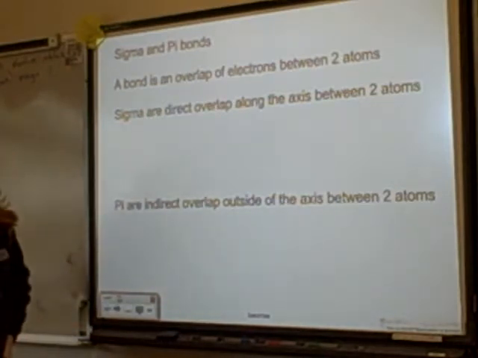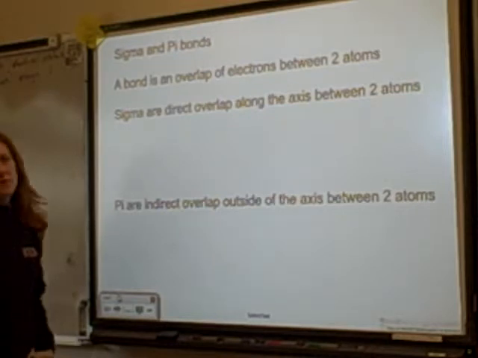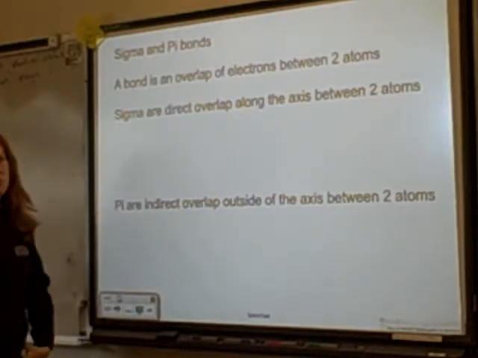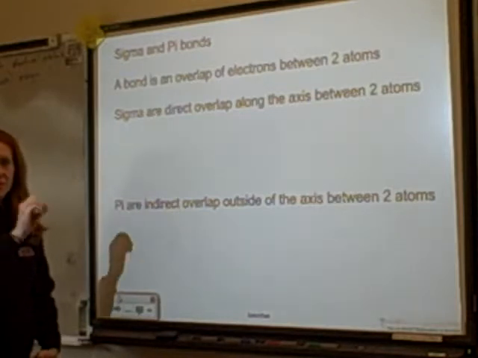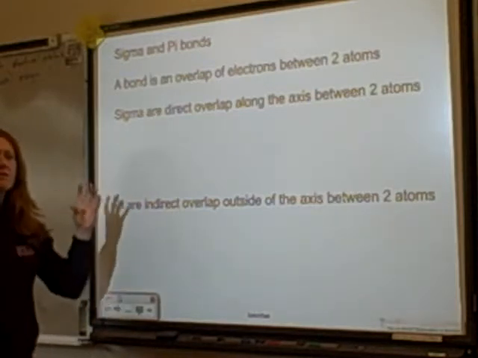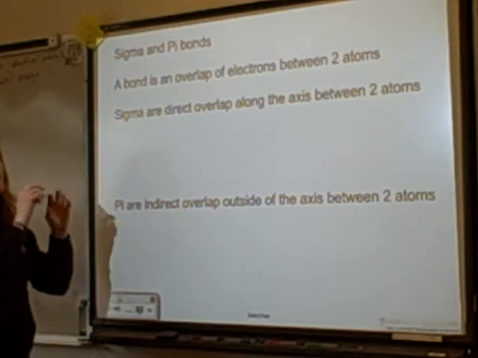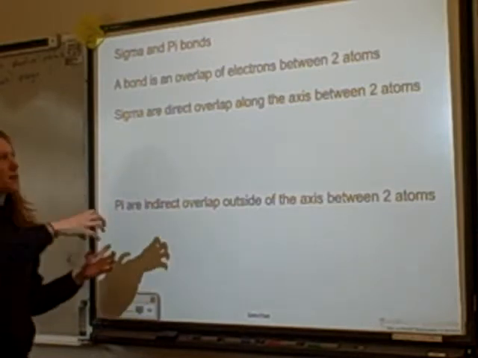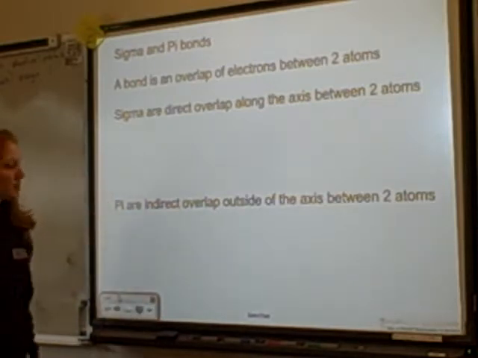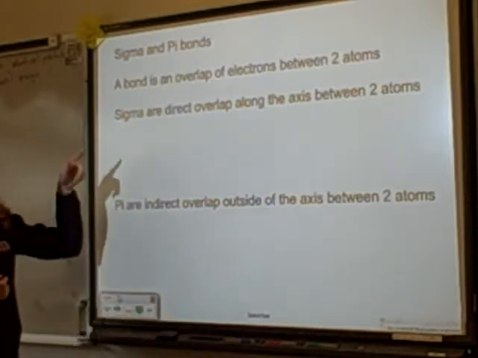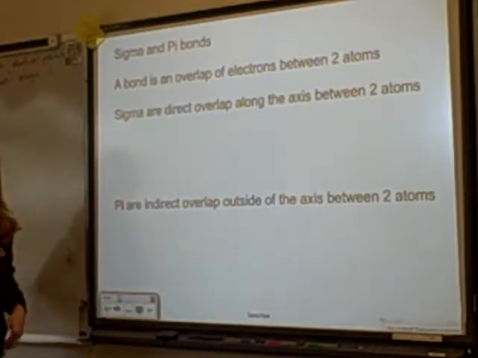There's sigma bonds and pi bonds. A bond is an overlap of electrons, so the electrons that are being shared between two atoms. And the reason it's bonding is because the electrons are negative, the nucleus is positive, and so both of the nuclei are attracted to the same point, so they stick together. So the sigma bonds are going to be direct overlap along the axes between two atoms.